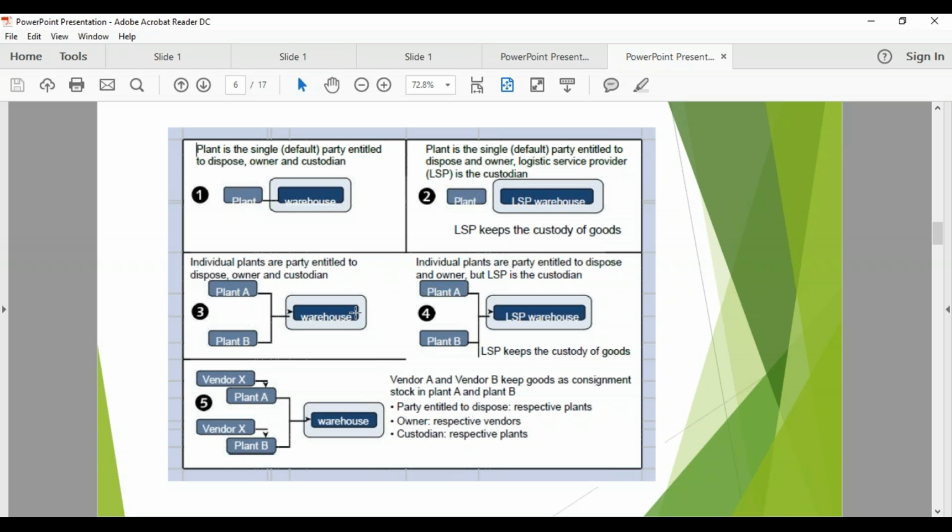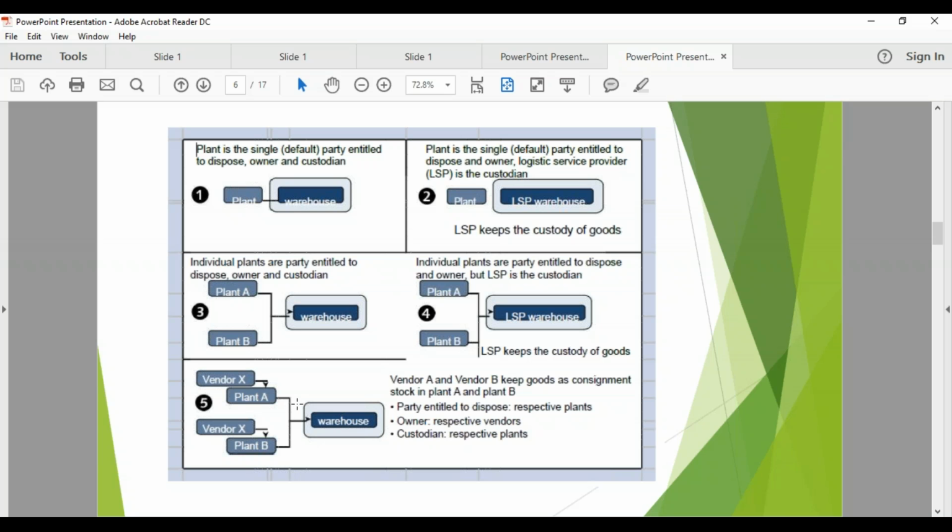And then another way is also the logistics service provider, where we have the transaction for multiple plants whose warehouse operations are done by one logistics service provider warehouse. So that is one of the ways. In the same way, the logistics service provider will be the custodian, and plant A and plant B will be the respective owners of that.